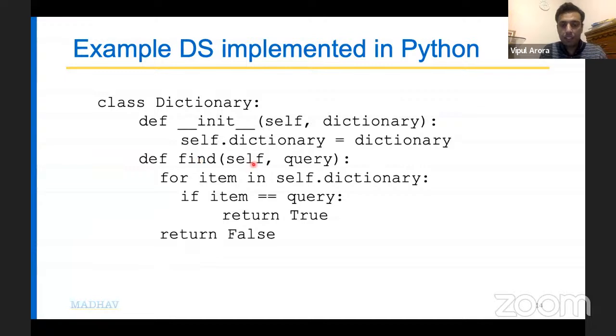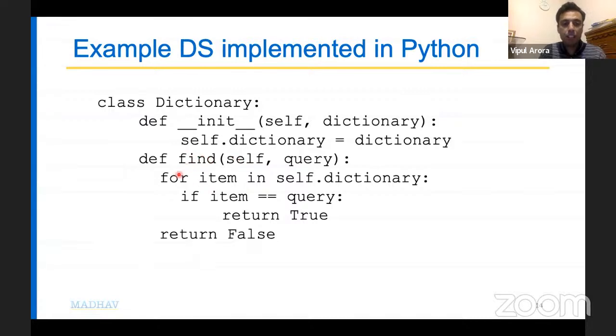Then I will define an operation called find. And self means this dictionary class itself. And then query is the string which I am passing. If you remember, it's called the access, right? We used access as the query word. This is a word, a string which I pass to my method.